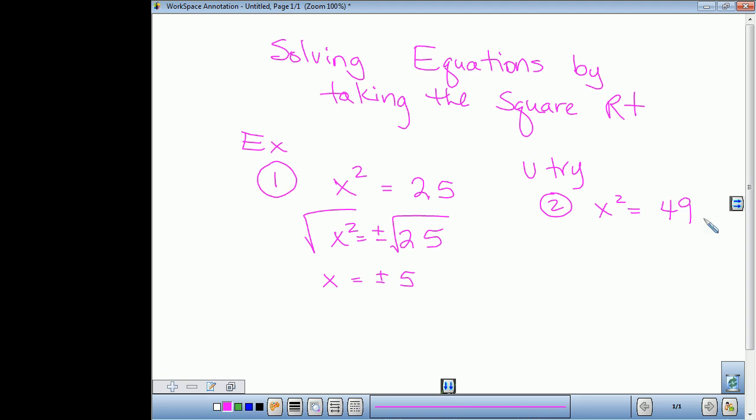So on this one, we're going to take the square root of both sides. And when we take the square root, we have to add that positive or negative for the reasons we just talked about. So we get plus or minus 7.